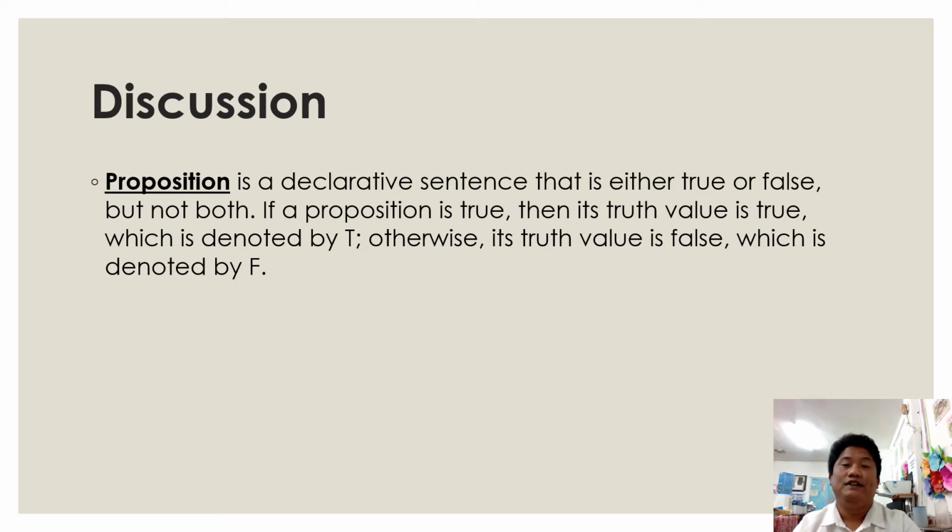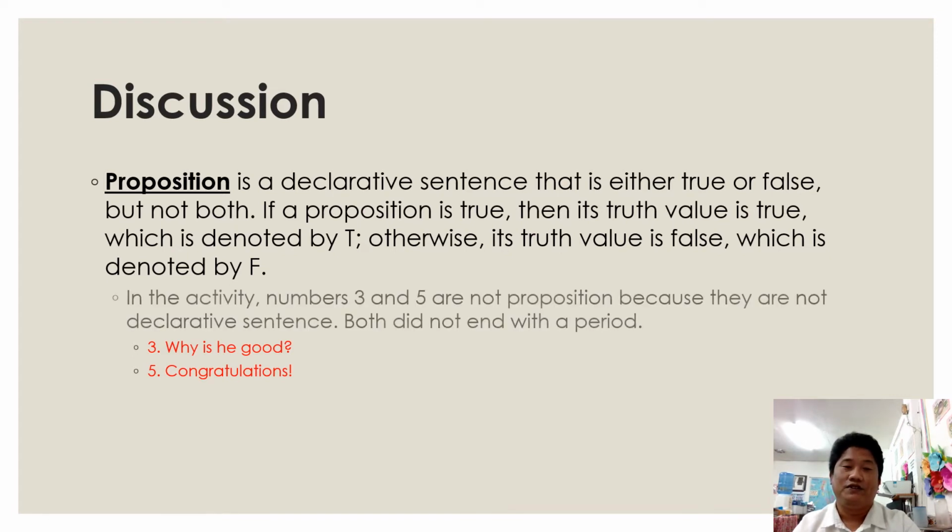Going back to our activity, numbers 3 and 5, they are not proposition. Number 3 statement is, why is he good? And the 5th statement is, congratulations. So, in the activity, numbers 3 and 5 are not proposition because they are not declarative sentence. Both did not end with a period.